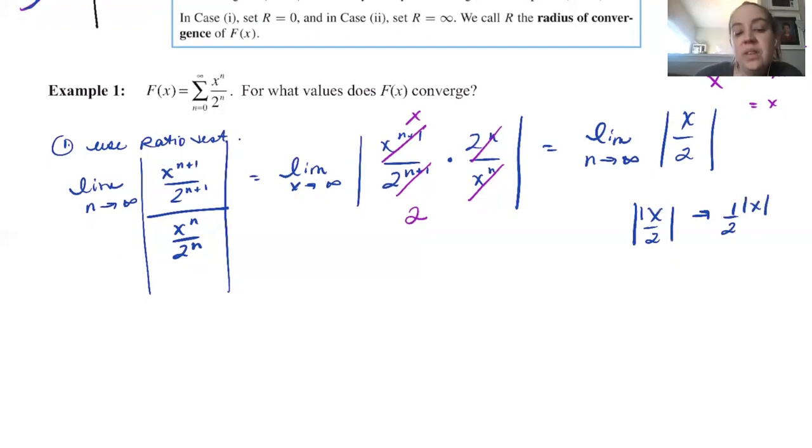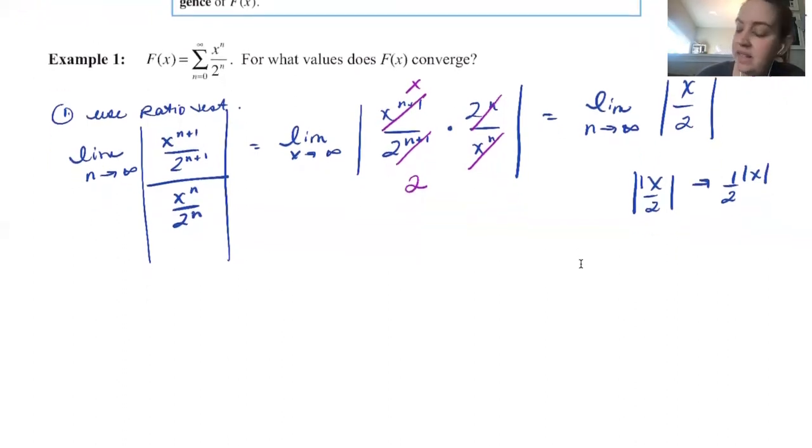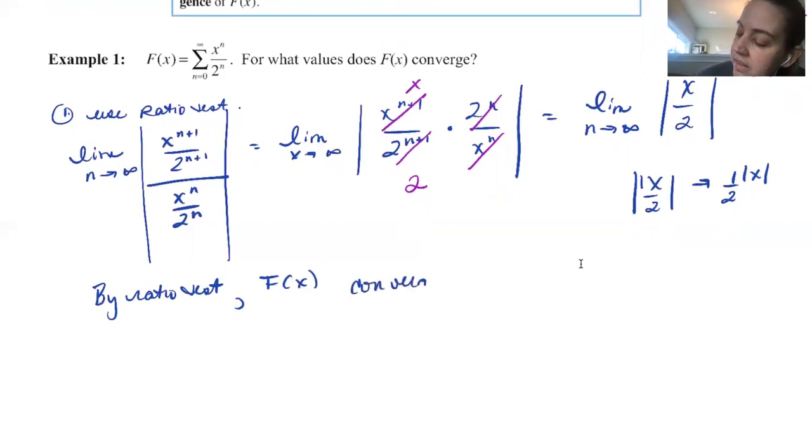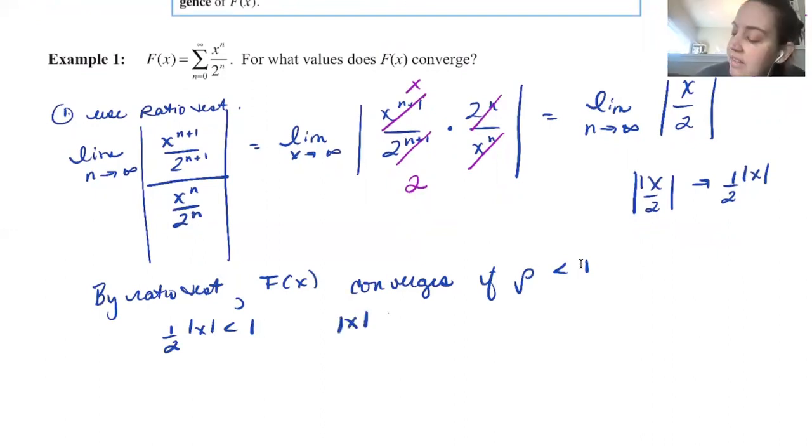Now we want to know where this converges. It's going to converge when that ratio is less than 1. So by the ratio test, my function converges if rho is less than 1. So in this case, 1/2 the absolute value of x is less than 1. And now you have to solve it. Multiply both sides by 2. The absolute value of x is less than 2.